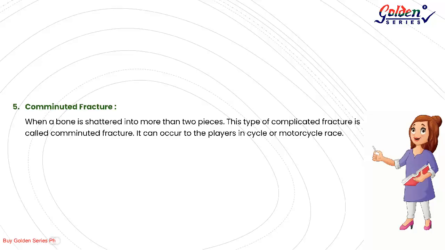Number 5. Comminuted fracture. When a bone is shattered into more than 2 pieces. This type of complicated fracture is called comminuted fracture. It can occur to the players in cycle or motorcycle race.